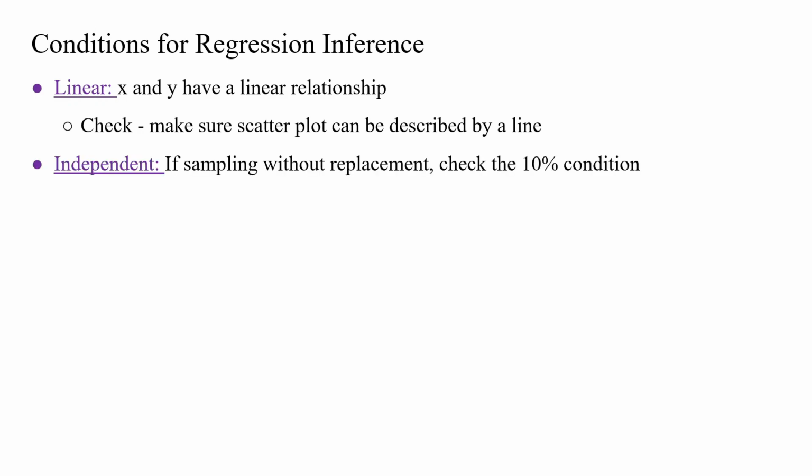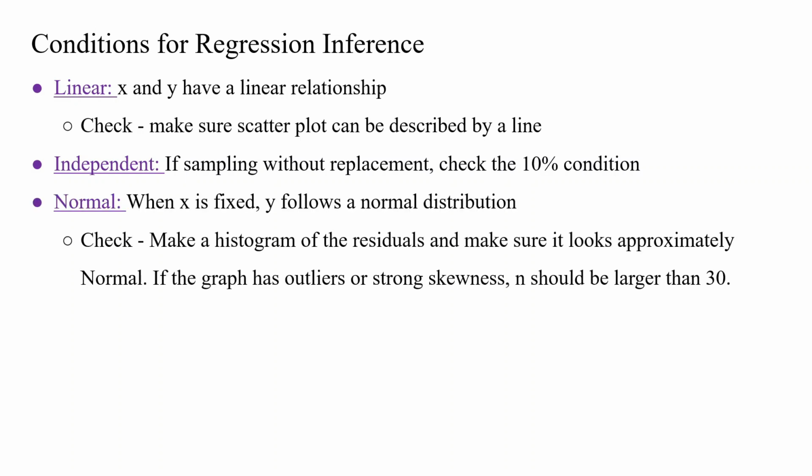Our next condition, we want to make sure that we have independence met. So if we are sampling without replacement, we want to check the 10% condition to make sure that N is less than 10% of our population size. Now, if we're not sampling without replacement, if we have an experiment of some kind, in a well-designed experiment, independence is going to be there. So we don't have to check the 10% condition for that. That is very similar to what we've done with other inference procedures.